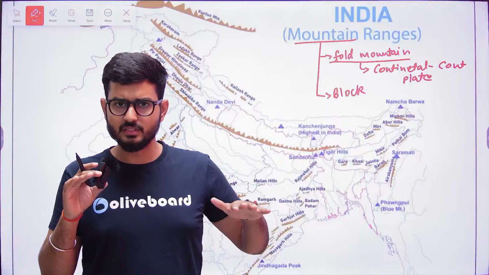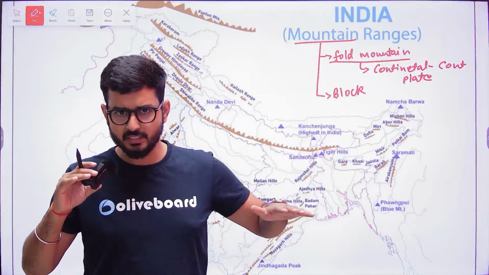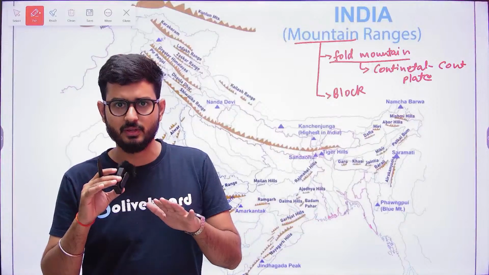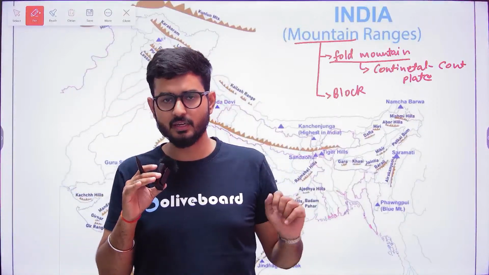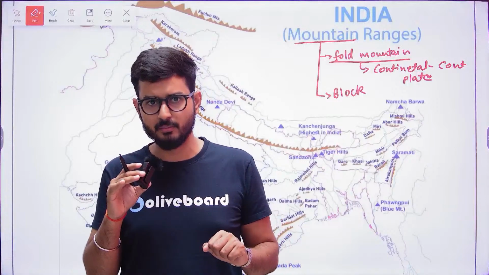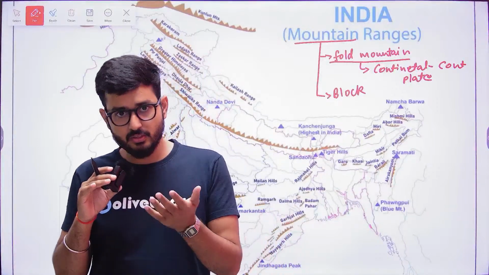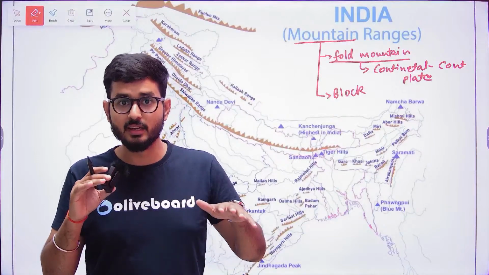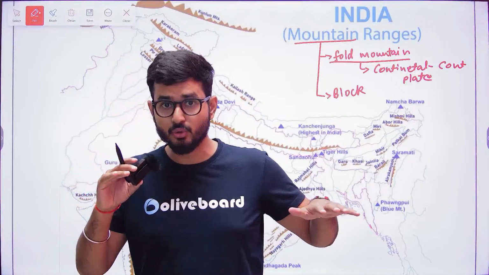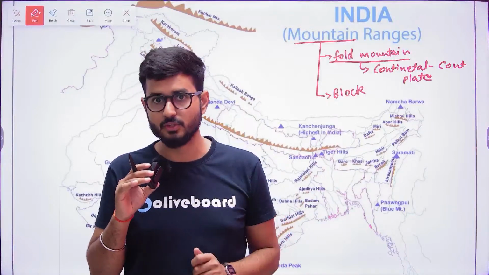What happens is that because of their movement in various directions, these plates start colliding with each other. Just imagine if Asia is a continental plate and Europe is a continental plate, and these plates are not stagnant but dynamic, so they are moving. In that movement, if Asia and Europe collide with each other, what is the level of energy that is going to be released?